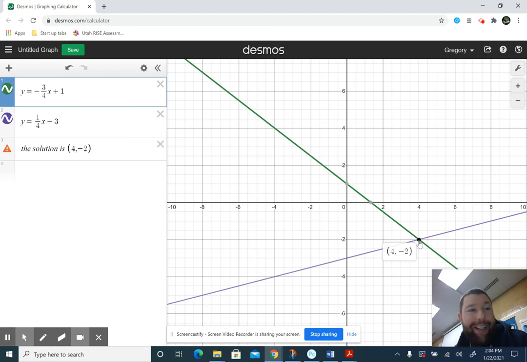And that's pretty much it. Desmos will do all the work for you. You just got to put the equations in up here.